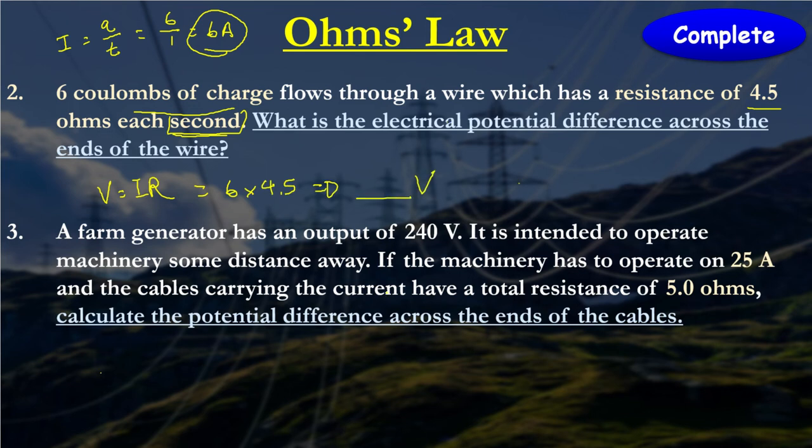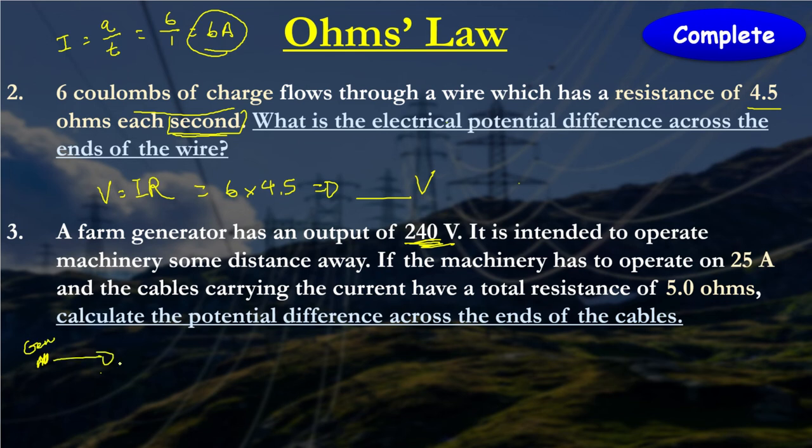Okay, so following in question 3, we have a farm generator that has an output voltage of 240 volts. It's intended to operate the machinery from some distance away, so we assume that this is where our generator is.